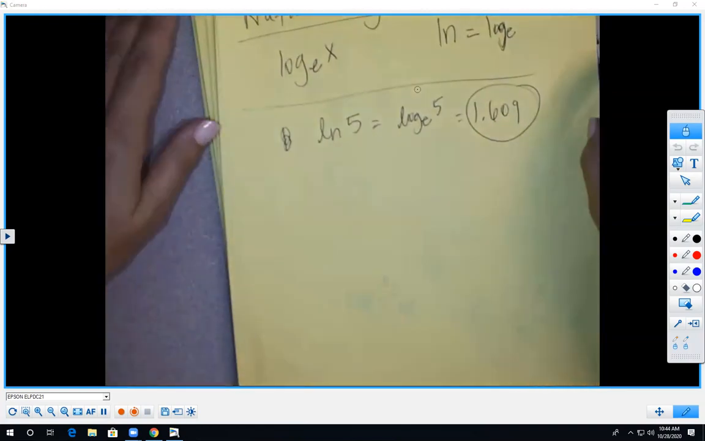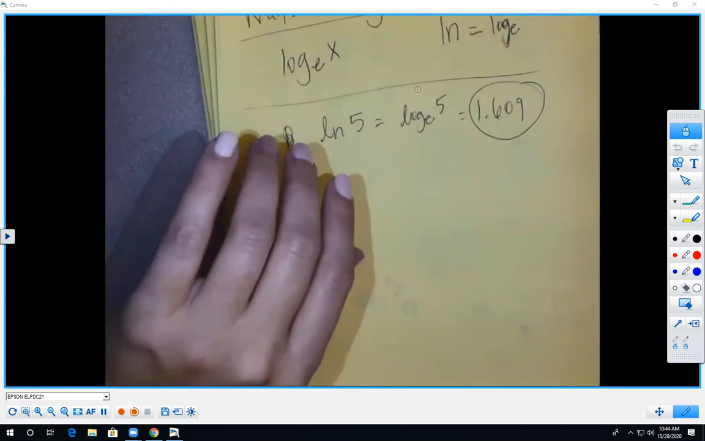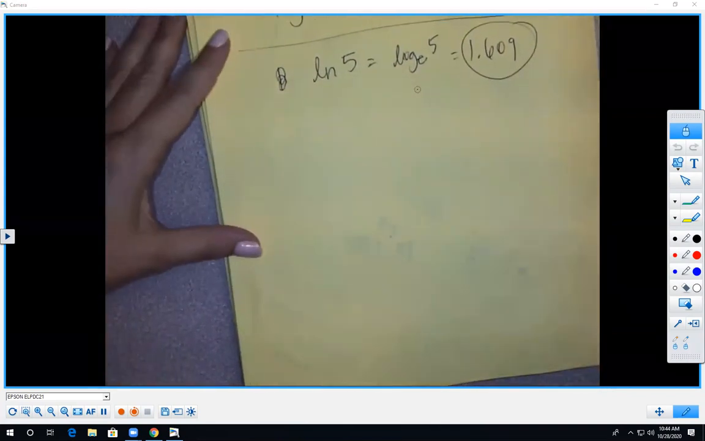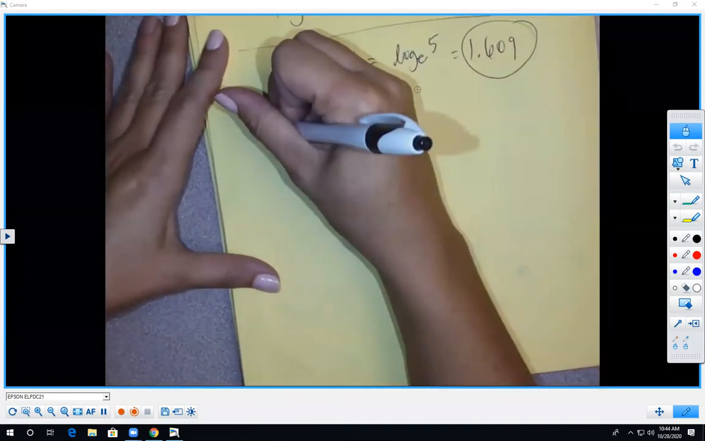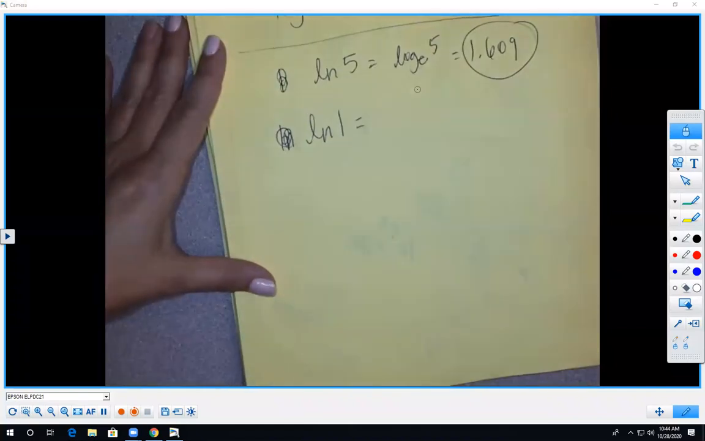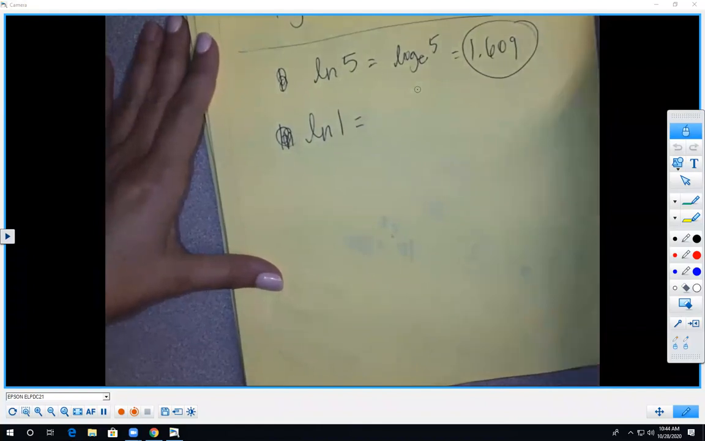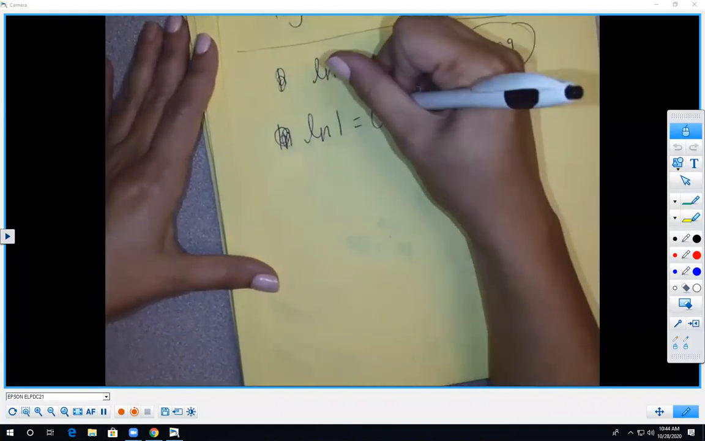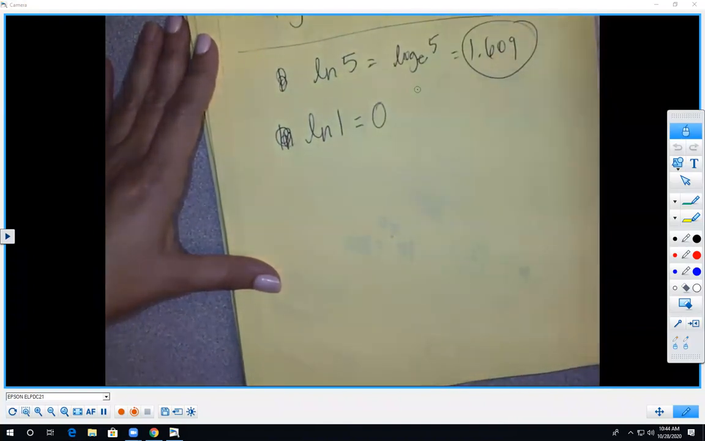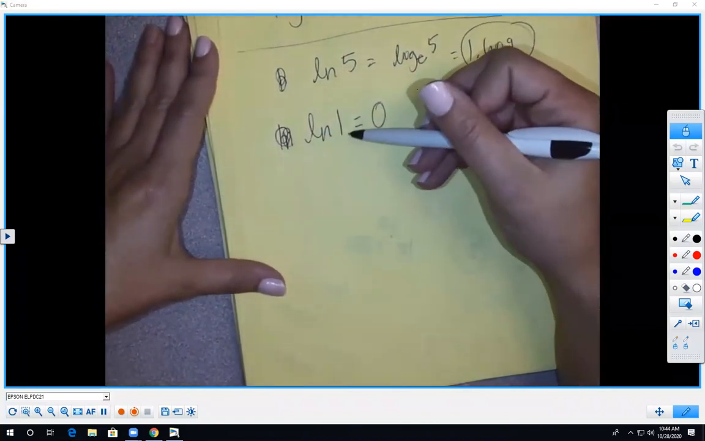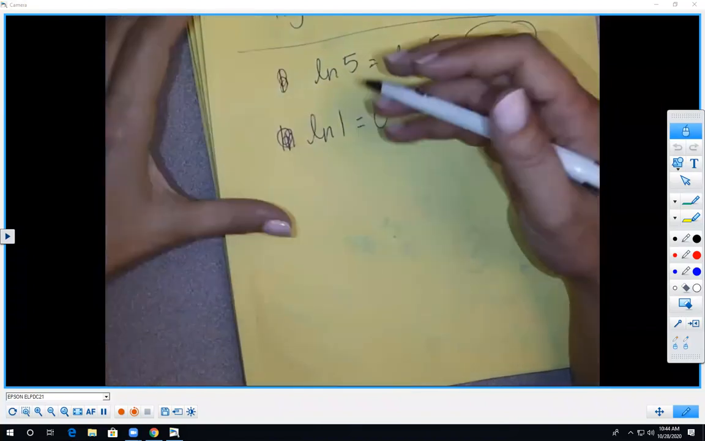Okay, so let's do a couple problems with the properties. We've got time just for a couple. Using the properties of natural logs and common logs. If I had natural log of 1, what's the natural log of 1? Type it in your calculator if you want to. 0, right? Because e to the 0 power equals 1. Any base to the 0 power equals 1. So taking the log of 1 is always 0.